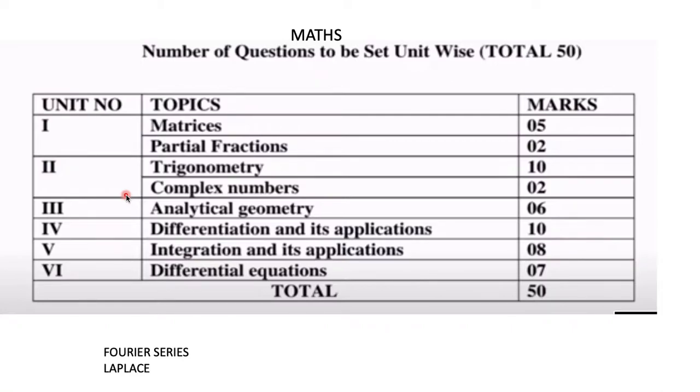Unit 1 may have matrices and partial fractions, 5 to 2 marks, and Fourier series, trigonometry, complex numbers, analytical geometry, differentiation and applications. In differentiation applications we have more marks, 10 marks. Integration and its application is 7 marks. Differential equations 7, and total is 50 marks.